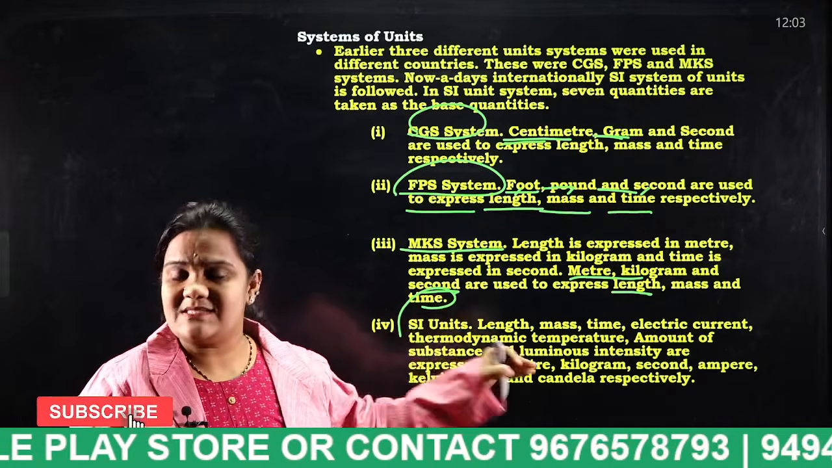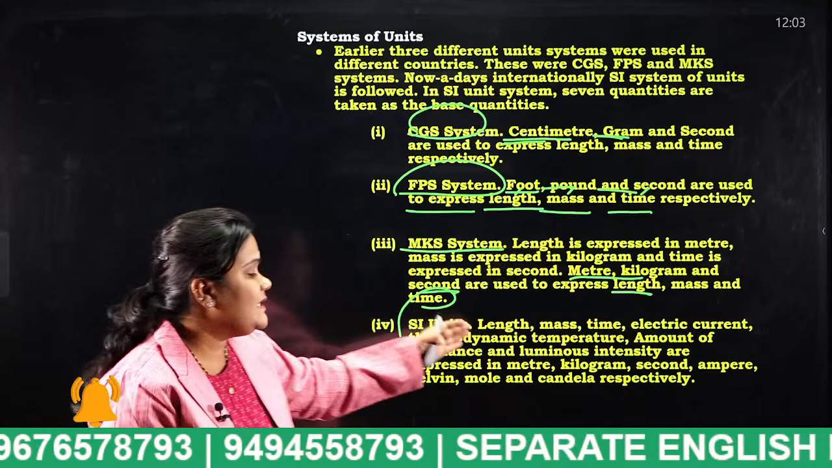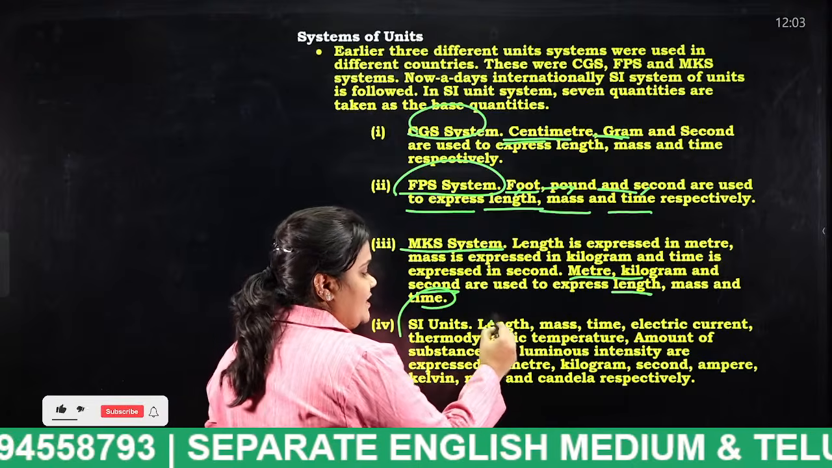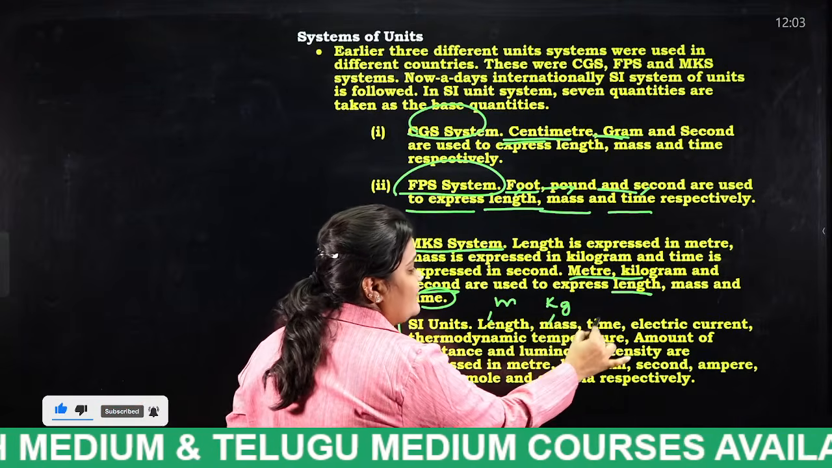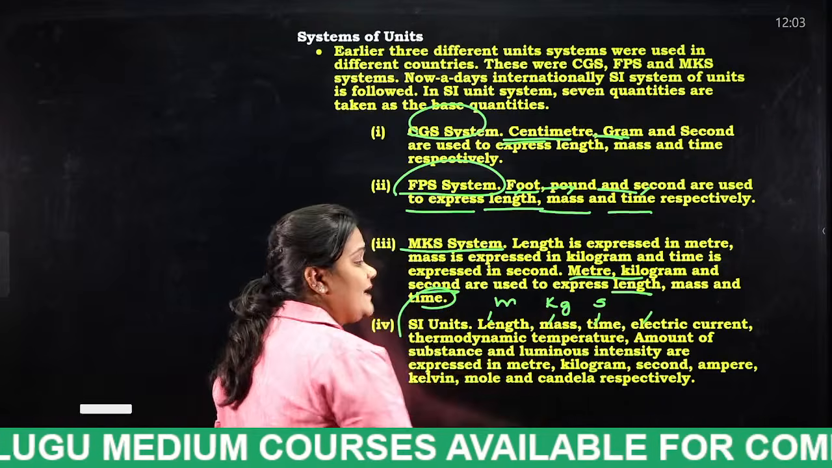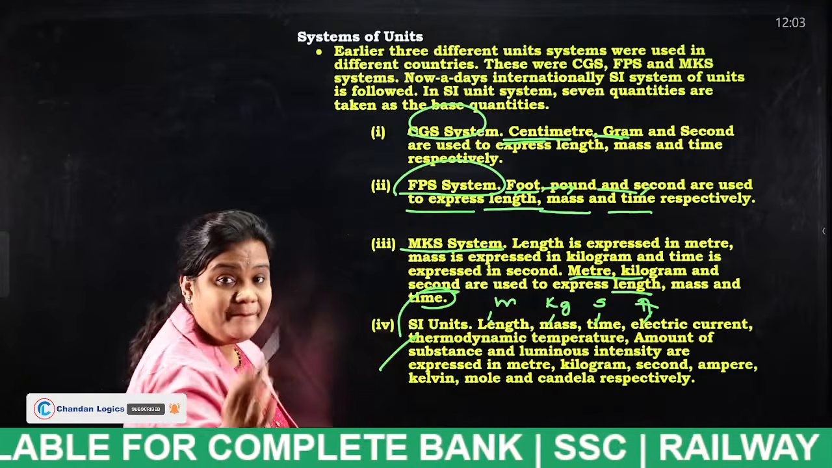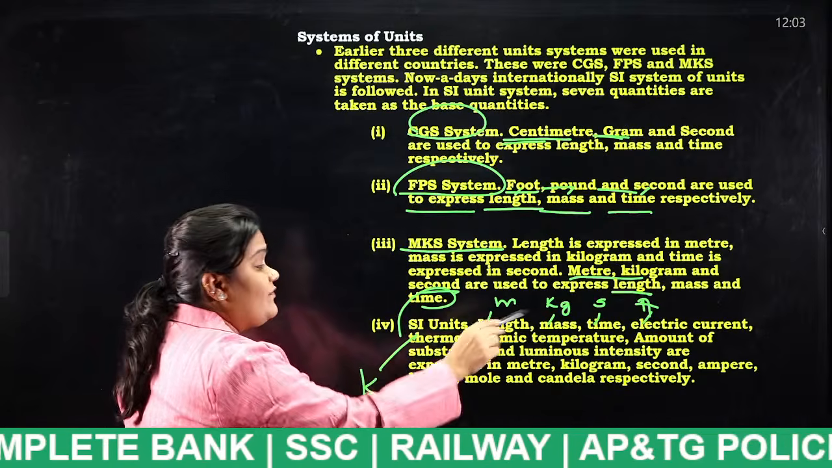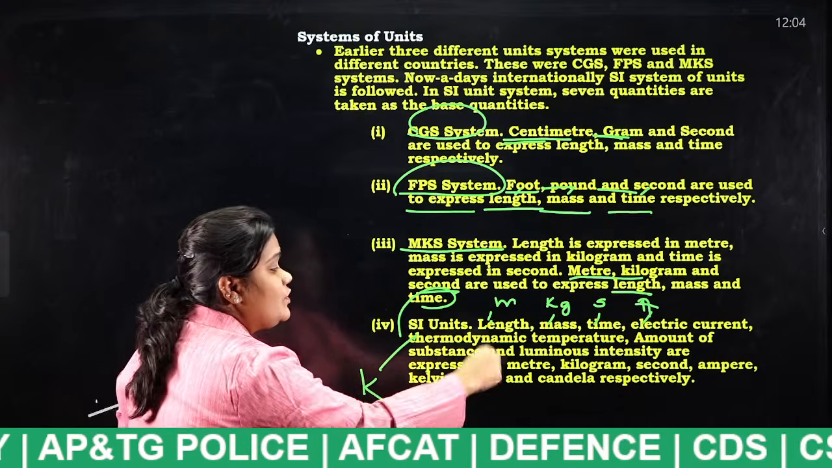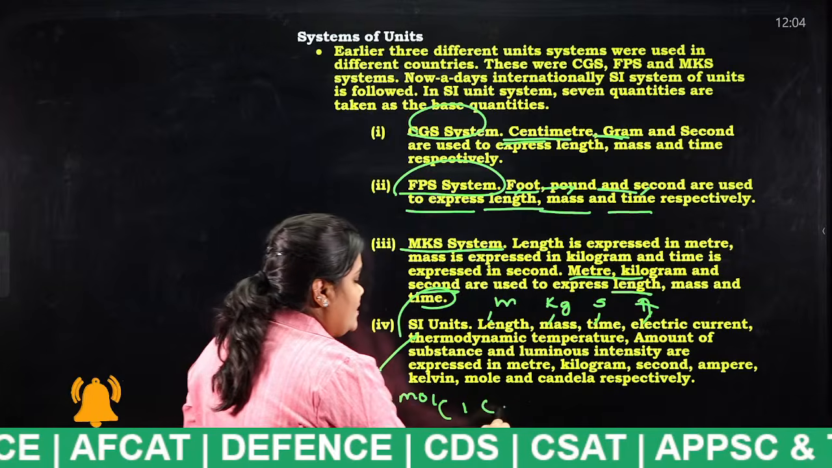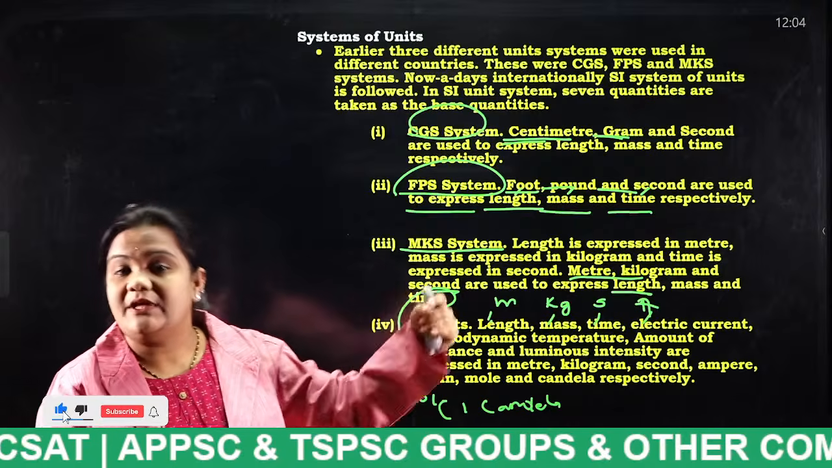So what are the SI units actually? Length, mass, time, electric current. What is the unit of length? Meter. What is the unit of mass? kg. What is the unit of time? Second. What is the unit of electric current? Ampere. What is the unit of thermodynamic temperature? Kelvin. What is the unit of amount of substance? Mole. And what is the unit of luminous intensity? Candela.